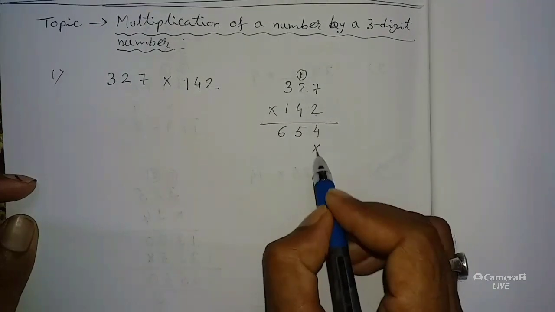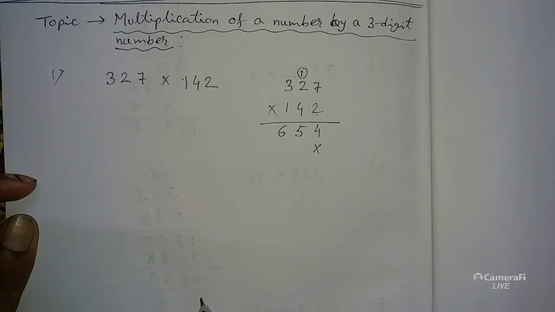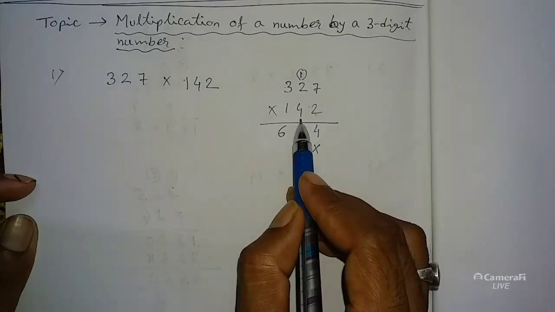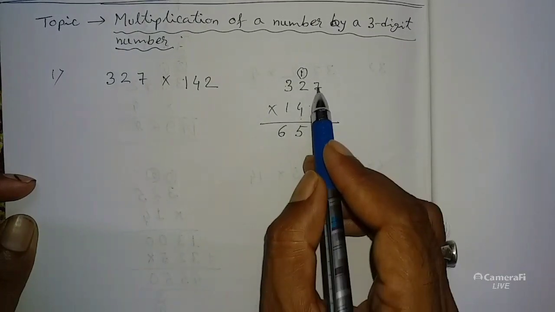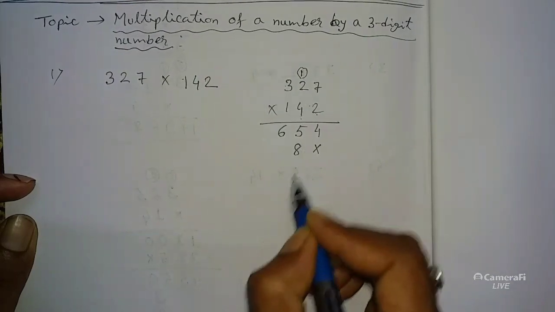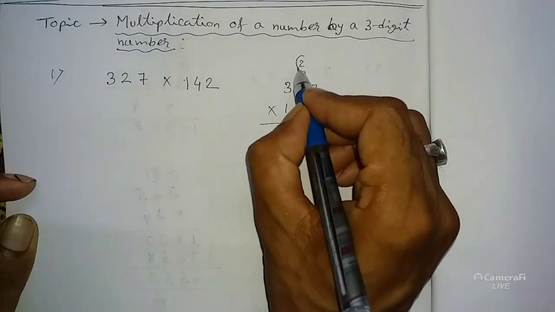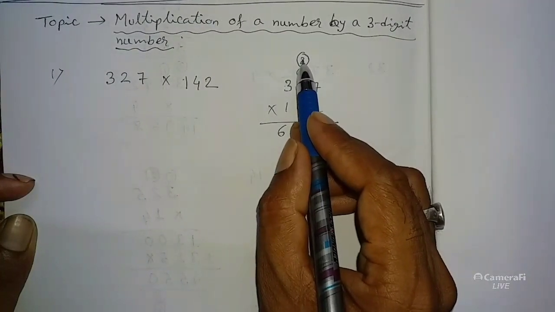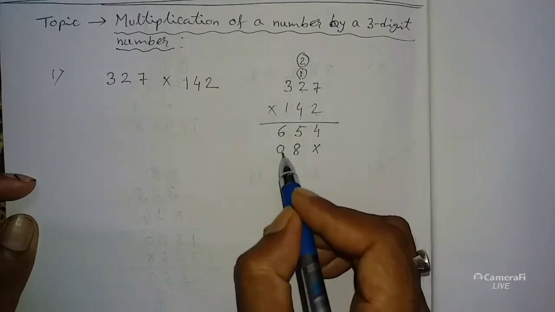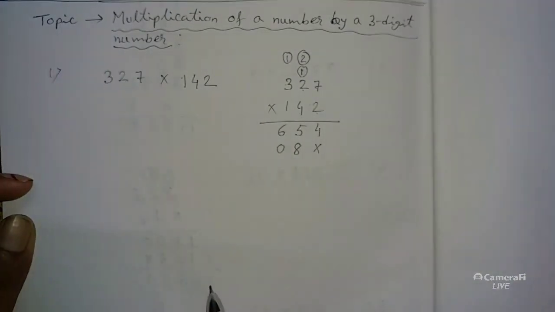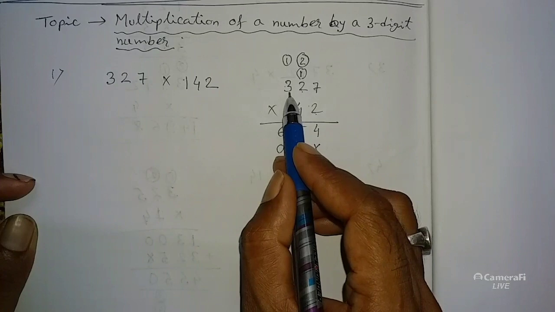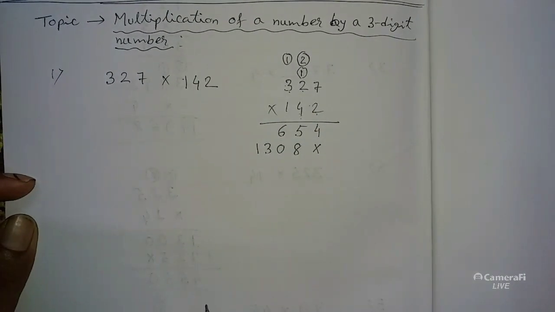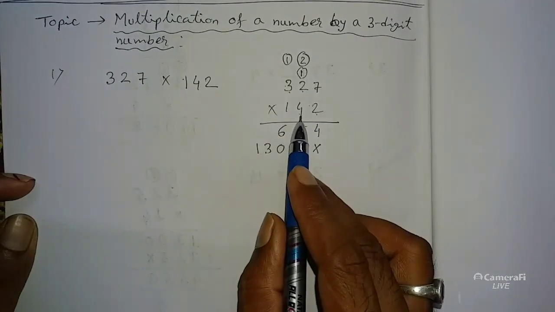Now give a cross sign just below 4. Now let us multiply the number 327 by digit 4. 4 7 ja 28, 8. Now 2 carry for this. Now 4 2 ja 8, 8 plus 2, 10, 10 0. Now 1 carry. 4 3 ja 12, 12 plus 1, 13. This completes the multiplication of 327 by 4.